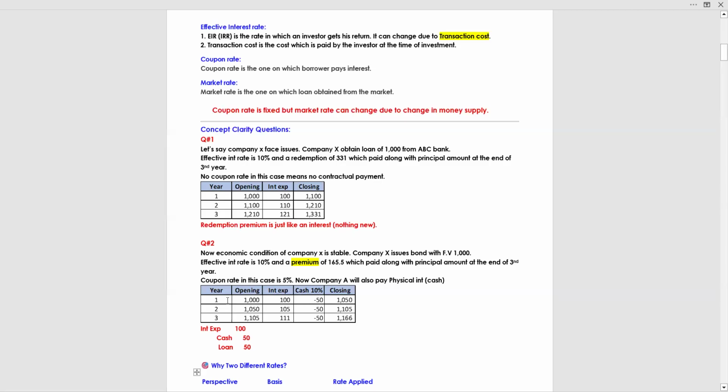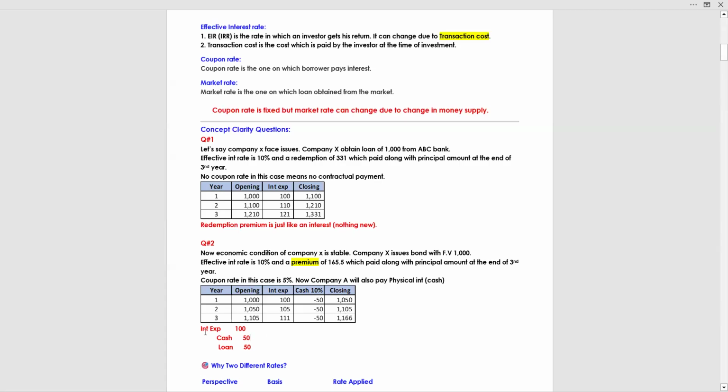Again, the same schedule, 1, 2, 3, opening 1000, multiplied by 10%. Now, cash, because company X is going to pay 5% on the face value. Face value is 1000. 5% multiplied by 1000 is 50. You will deduct this 50. The closing will be 1050. This closing will become the opening of the second year. Again, same method, and in the end you will see 1165.5 as mentioned, 1000 plus premium 165.5. So you can add both of these, and it will be the same at the end of the third year.